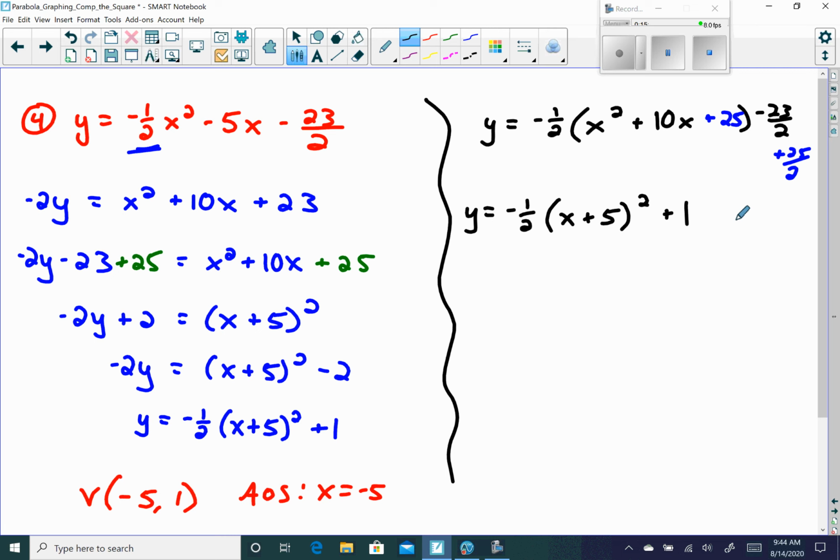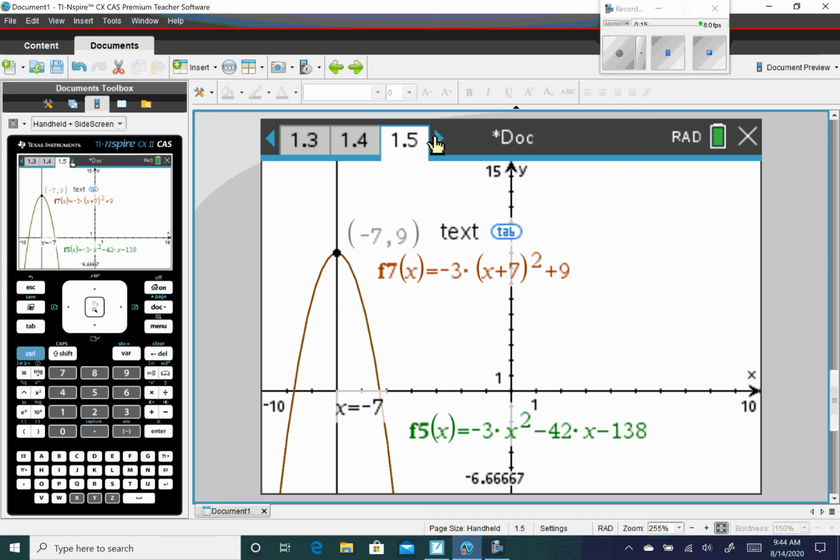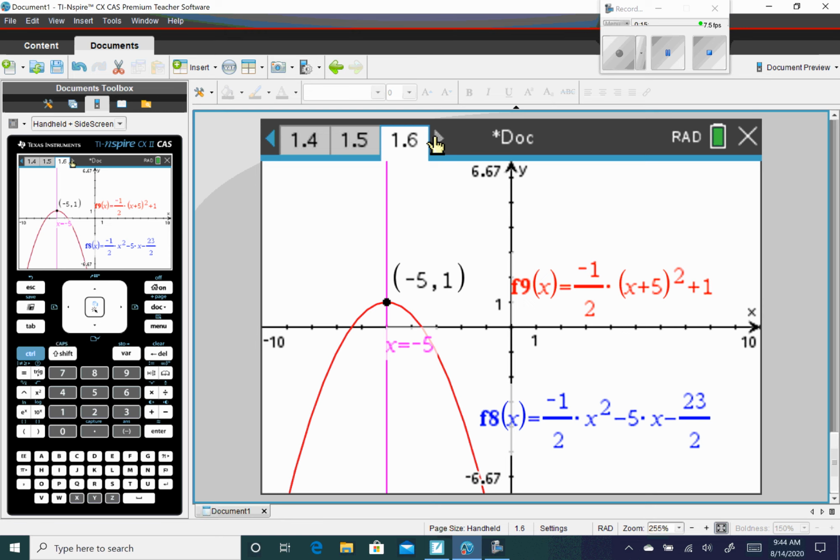Again, pause the video, graph the standard form as well as the vertex form, and check your two equations. All right, so here we have both the vertex form and the standard form. Again, our parabola opens down because our a value was a negative 1/2. Our vertex here is at negative 5, 1, and our axis of symmetry is x equals negative 5.